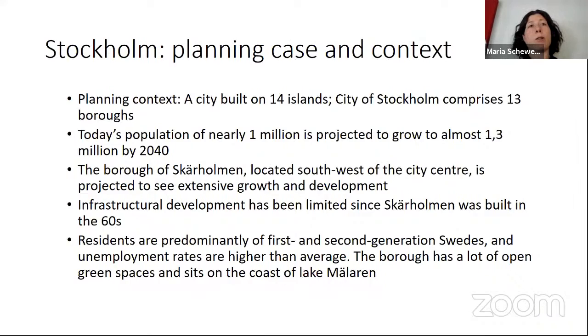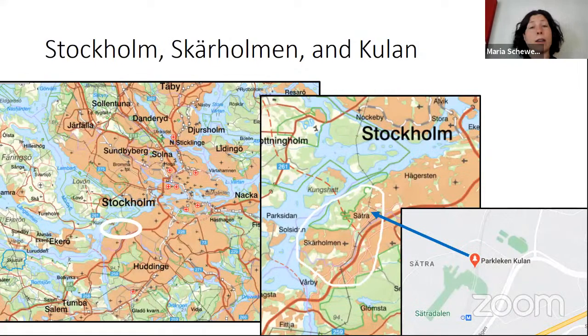So we started off discussing with planners in different municipalities and boroughs in the greater city of Stockholm, which is the orange area you can see on the left-hand side picture. Now the white circle shows roughly the extent of Skärholmen. If we move to the city, the picture in the center, I have made an approximate demarcation of where the area of Skärholmen, which also includes Sätra, is located. And down to the right, we see the site where Kulan is located. So what we have done, like I say, we started off speaking with various planners.